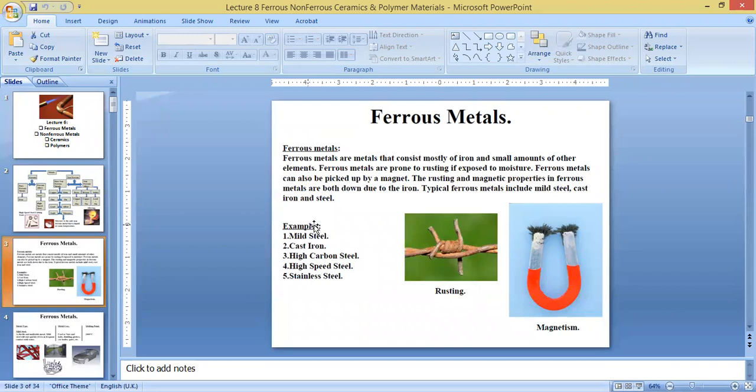These are ferrous alloys. Under the alloys, we have mild steel and cast iron. Cast iron is just when you extract iron, that is the cast iron. There's high carbon steel, high speed steel, and stainless steel.